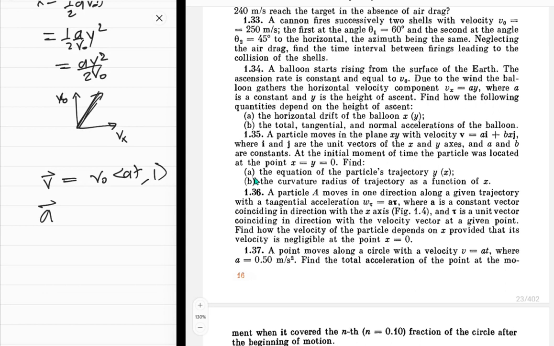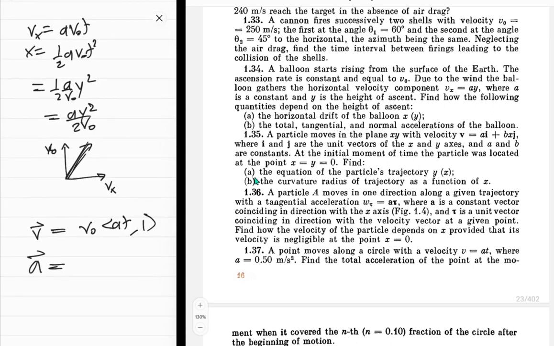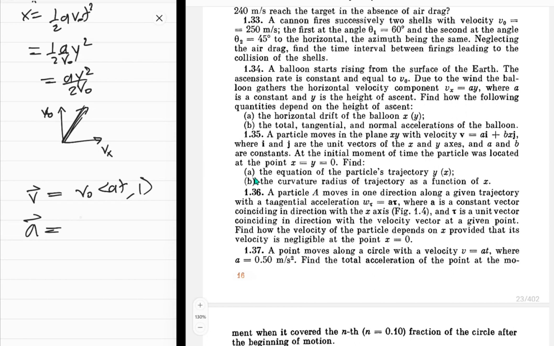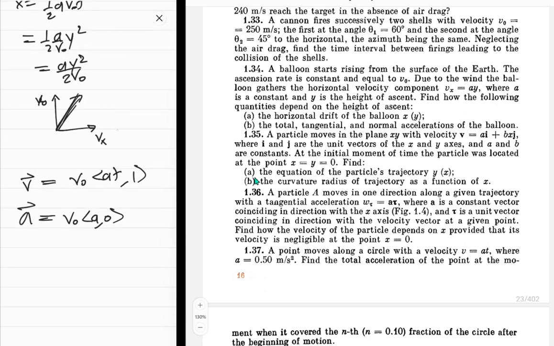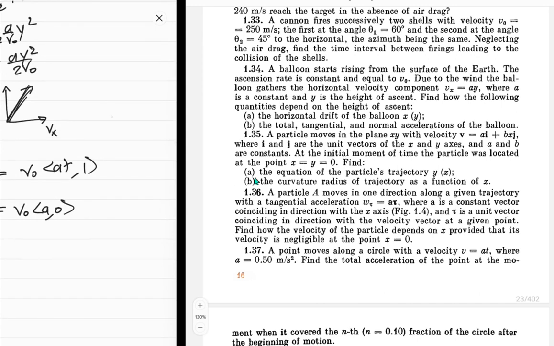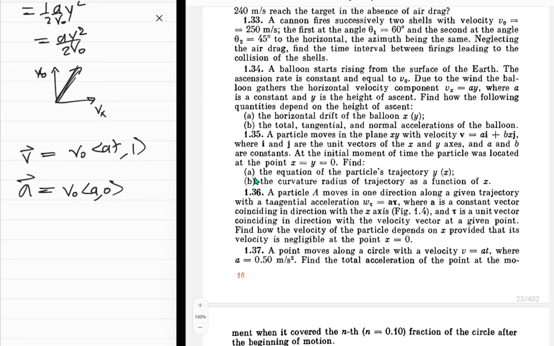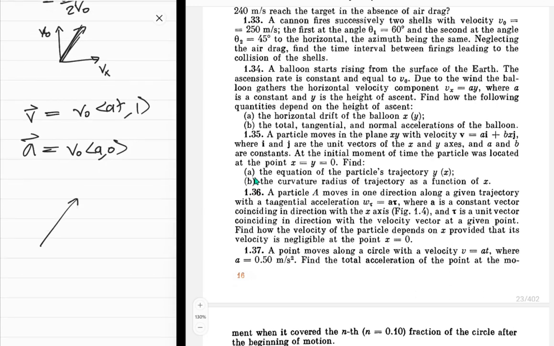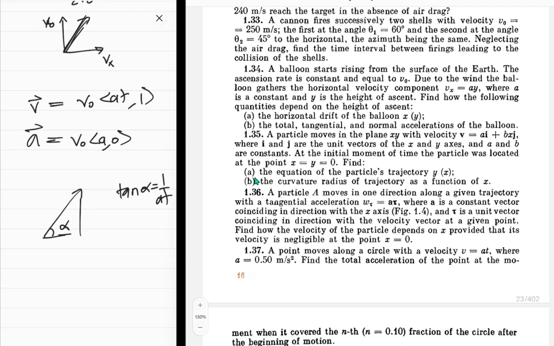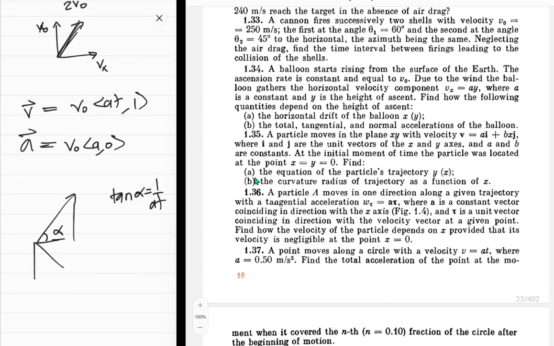And what's your a vector? Taking the derivative of these things, well, v naught times a comma 0. Cool, so this is nice. Your acceleration is completely in the horizontal direction, and your v is somewhere in that direction, of course. So if this thing is making angle alpha, then you just have tan alpha is equal to 1 upon a t, and this is your acceleration.